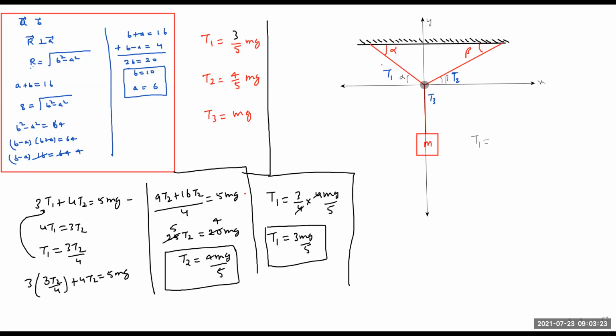T1 is mg cos beta divided by sine of alpha plus beta. I think that's the perfect answer. Very good. Wonderfully done. And T2, I got, will be this with beta changed to alpha. Yeah, alpha.